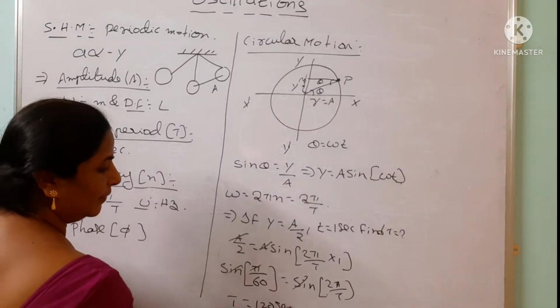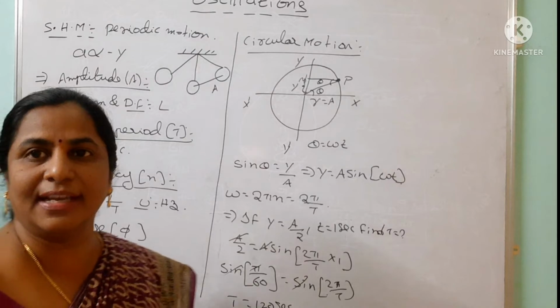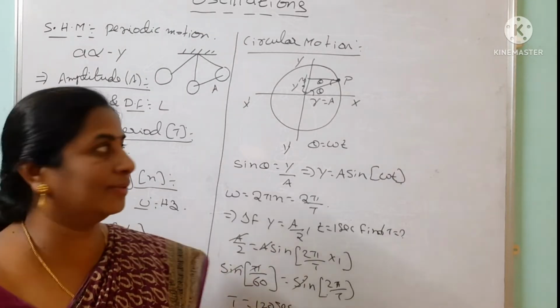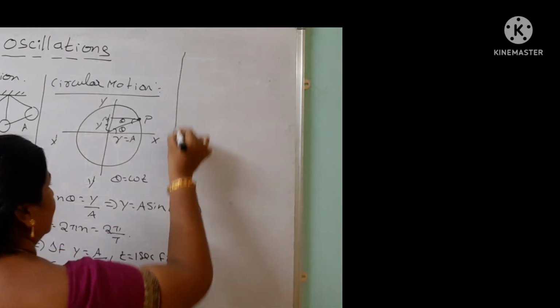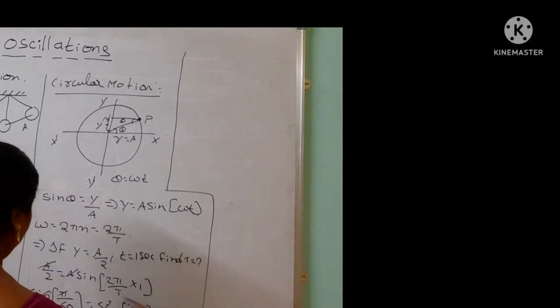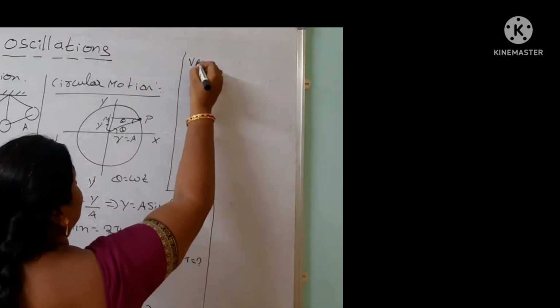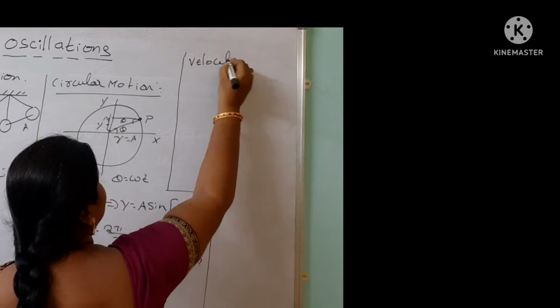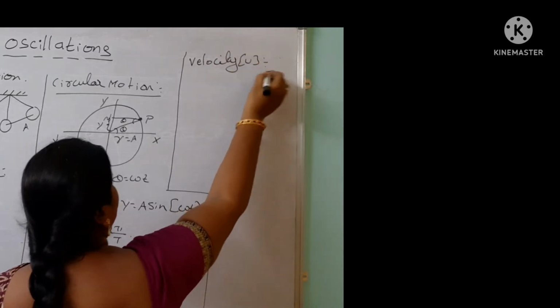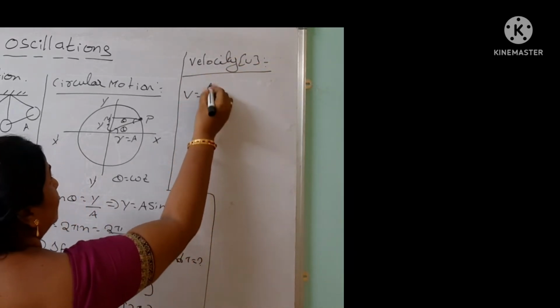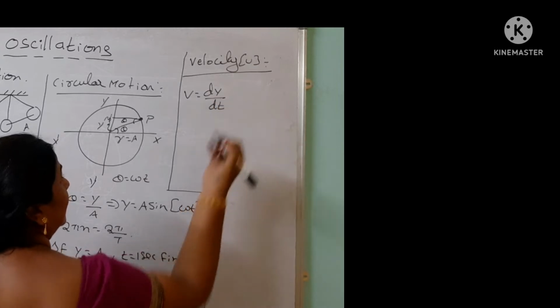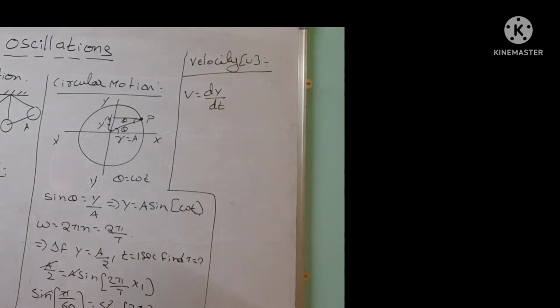120 seconds. Like that we can find out with the help of the displacement time period also. And then we are going to discuss, when you know the displacement, the next thing is the velocity. Velocity in simple harmonic motion: the general formula you know is the rate of change of displacement. Rate of change of displacement is called the velocity.